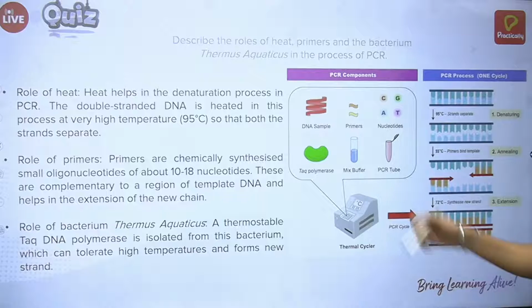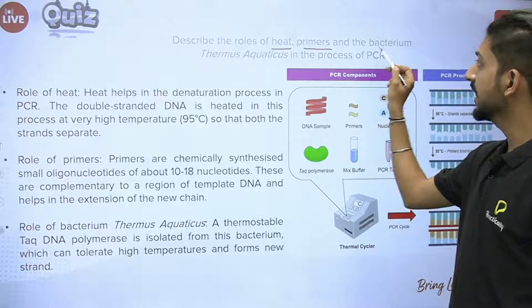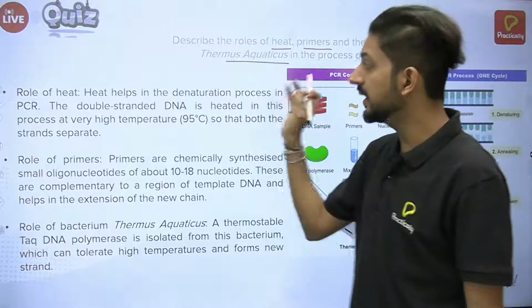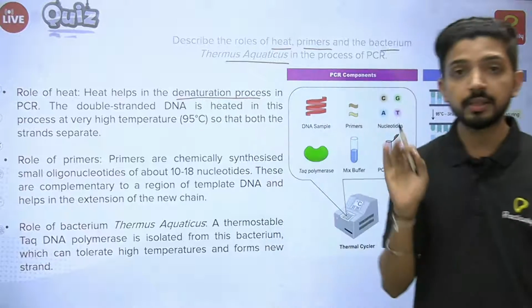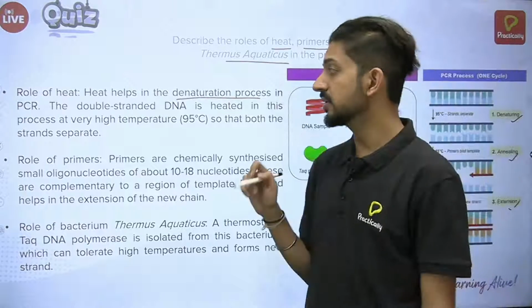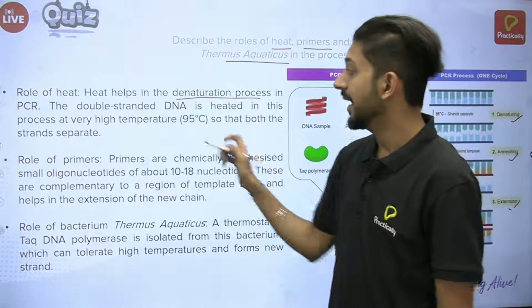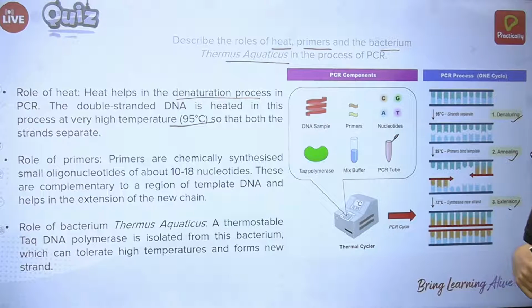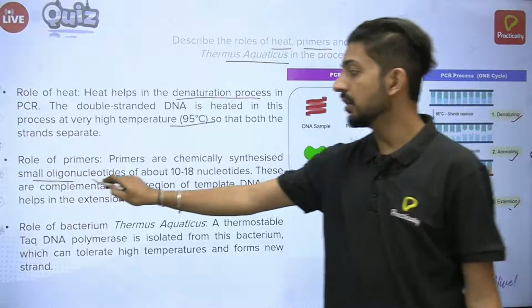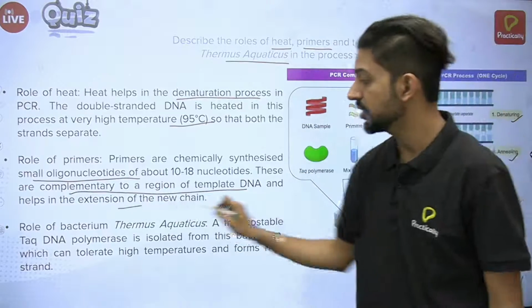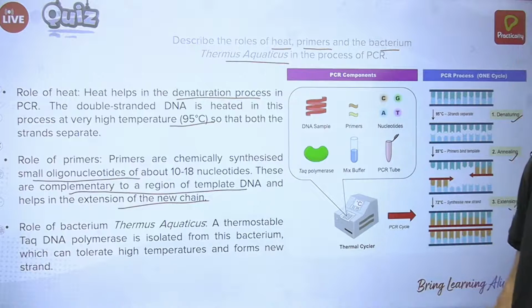They have asked the roles of three things: heat, primers, and the bacterium Thermus aquaticus. Role of heat: heat helps in the denaturation process. We know that there are three processes involved in the entire PCR: first is denaturing, second is annealing, and third is extension. Heat plays a very important role in denaturing, where the double stranded DNA is separated at around 95 degrees Celsius so that both strands separate. Then primers: they are small oligonucleotides which bind to the complementary region of the template DNA and help in extension of the new chain. And the role of the bacterium Thermus aquaticus.